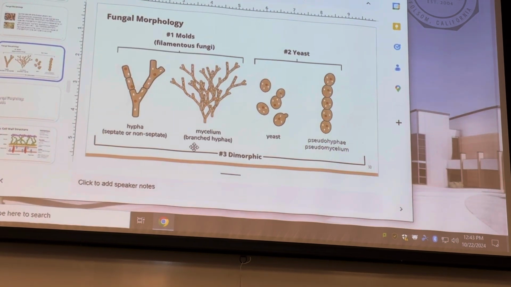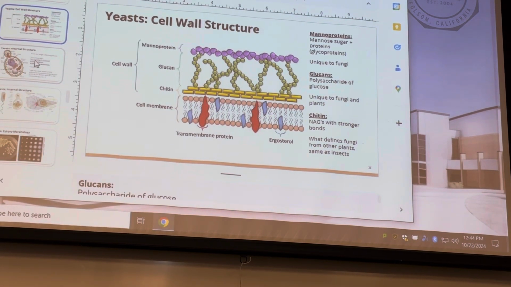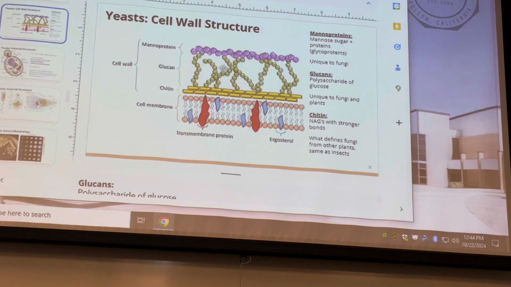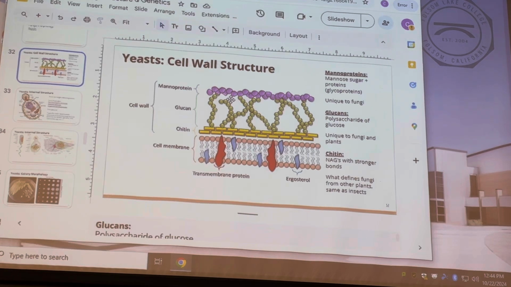A dimorphic fungi will change depending on temperature. So there'll be yeast at one temperature and mold at a different temperature. I'll show you a picture of that. So here's the cell wall structure of yeasts and molds. Same. Oh, I forgot to add ergosterol, because that is going to come into play.